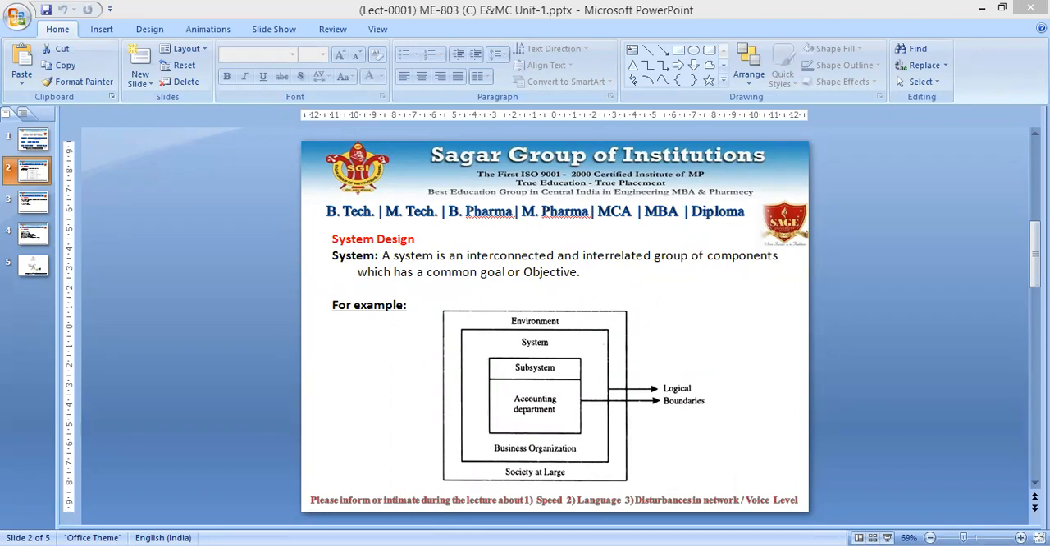Now, let us understand this example. This example has several boundaries involved in it, and the outermost boundary carries the environment. Inside that, we have a system. So that we can understand, we have also seen in the subject thermodynamics what is system and what is surrounding.